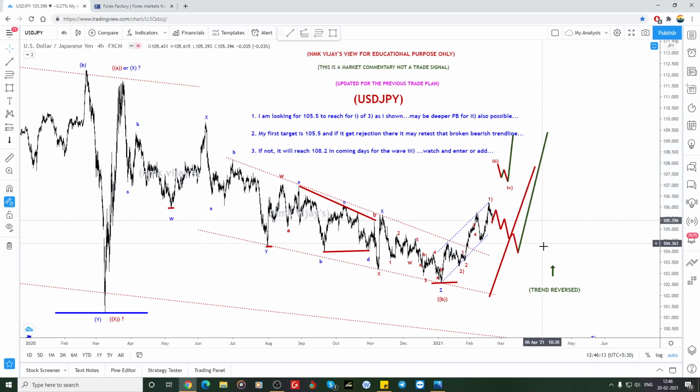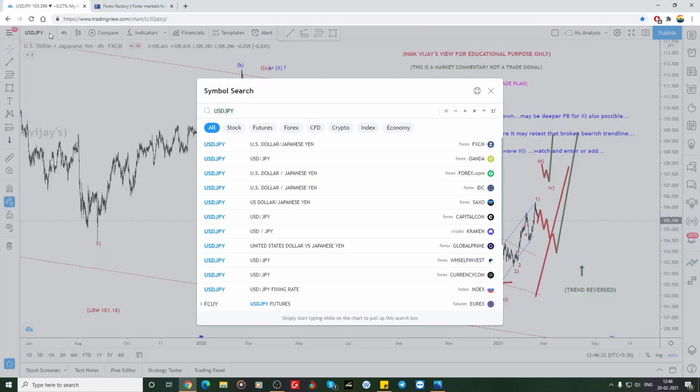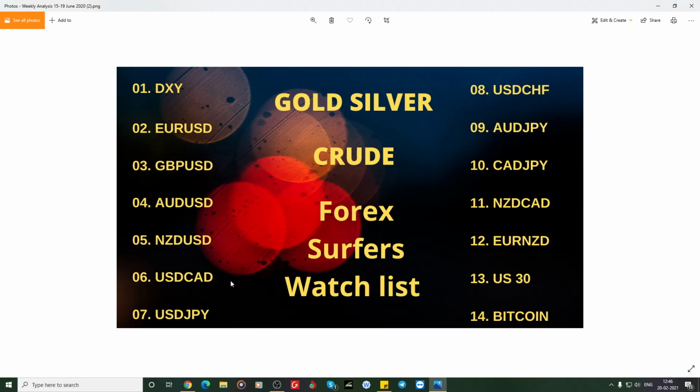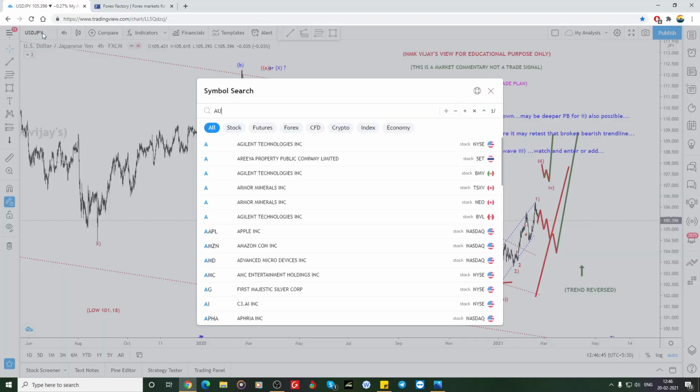So just wait for that, and there is no alternative idea for this here. Whether it's an A or X here, or this could be a B, I'm expecting the C wave to break that high of 112. So that is my view for this USD JPY. Let's move on: USDCAD finished, USDCHF finished, so next we will move on to Australian JPY.